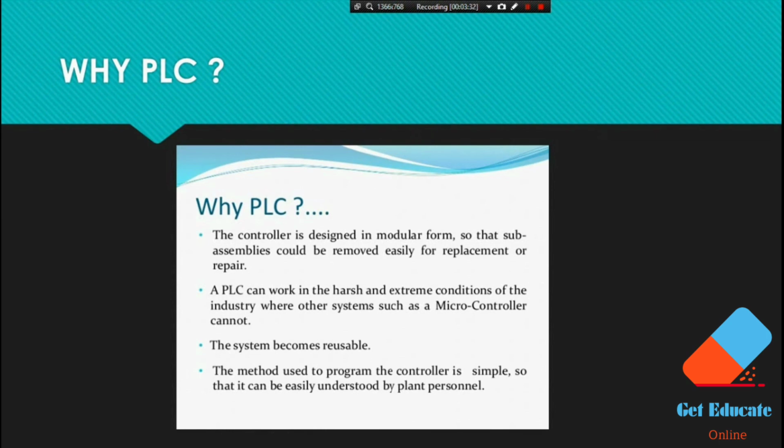The system becomes reusable, as it can be shifted or put into another system or process. The method used to program the controller is simple, so that it can be easily understood by plant personnel.